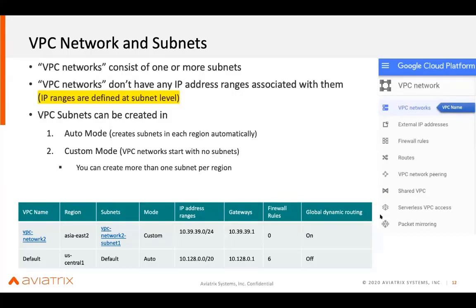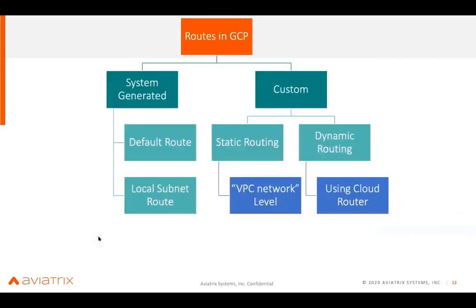You have two different ways of creating the subnets. You can do an auto mode or a custom mode. Auto mode would automatically create a subnet in each region. Custom mode means it doesn't create a subnet in each region, and you can choose which region you want to be in. So for example, in here, the default is auto mode. That means there's a subnet created for you in each region. But if you are in VPC network 2, which uses Asia only, it's custom mode. That means you're not spinning up subnets in every region.